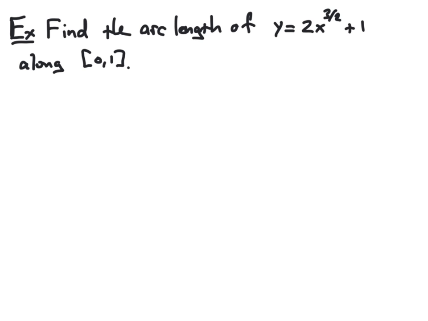So in order to do this, we first find the derivative of our function. So here we would have dy dx, and this would be 2 times the derivative of x to the 3/2, which will be 3/2 times x to the 1/2, according to the power rule. And the derivative of the constant plus 1 is 0. And of course, here the 2's will cancel, and we simply get 3 times x to the 1/2 power.